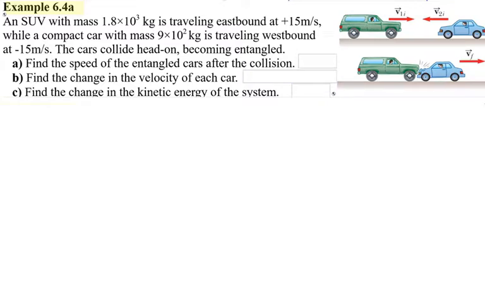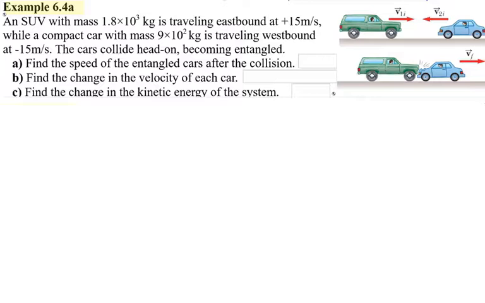So here's our first question. An SUV with a mass of 1,800 kilograms is traveling eastbound at 15 meters per second, while a compact car with a mass of 900 kilograms is traveling westbound at negative 15 meters per second. Usually they will not tell you it's negative, but because one is moving in one direction and the other one is moving in the other direction, here they place negative. Usually they will not tell you, but you have to place negative. The cars collide head-on, becoming entangled. So it is a perfectly inelastic collision, or I will say inelastic collision. Find the speed of the entangled cars after the collision, find the change of the velocity of each car, and then find the change in the kinetic energy of the system.